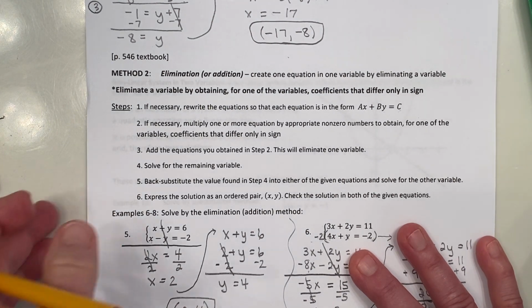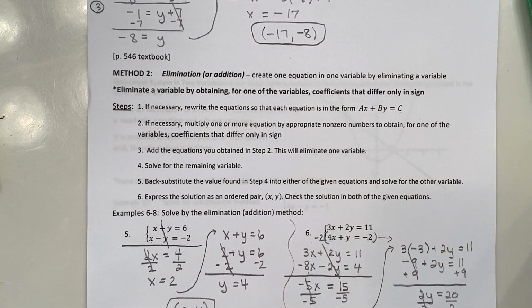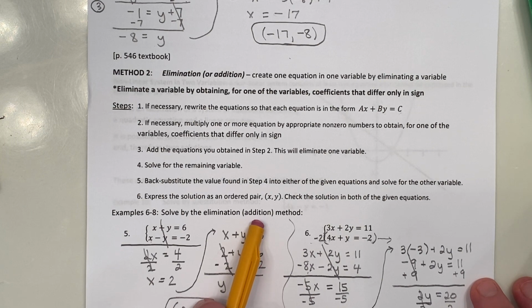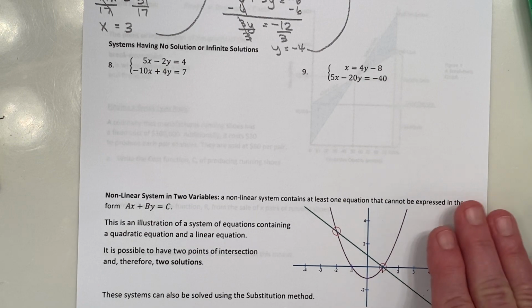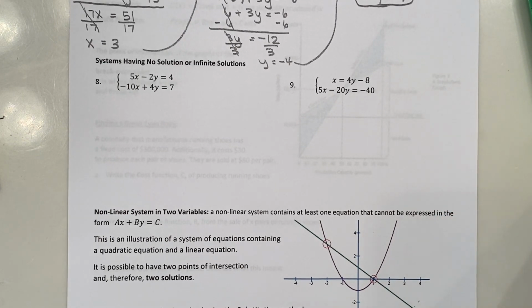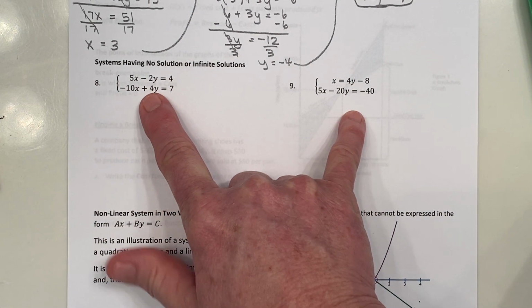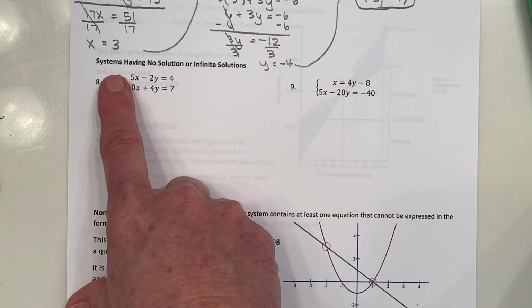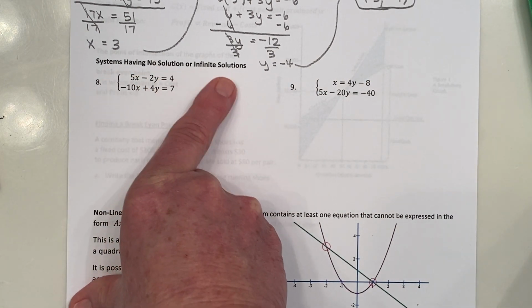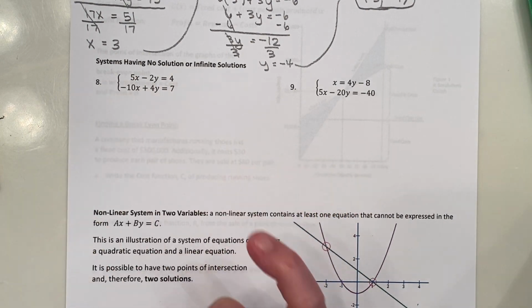So consistent, independent. So those are the two methods of solving a system of equations, the substitution method and the elimination, or it's also called the addition method. All right, so far all we've seen are examples of systems of equations that have one solution. So these two examples are going to be where we get no solution or an infinite number of solutions. So it says systems having no solution or infinite. We can choose to either use the substitution method or the elimination method, whichever looks to be the best method.